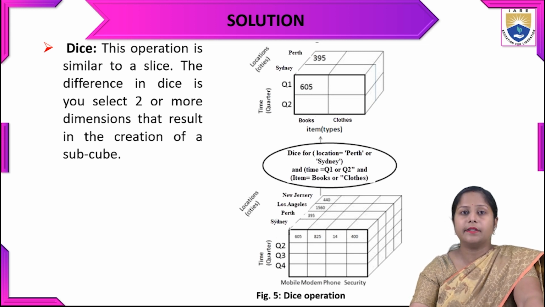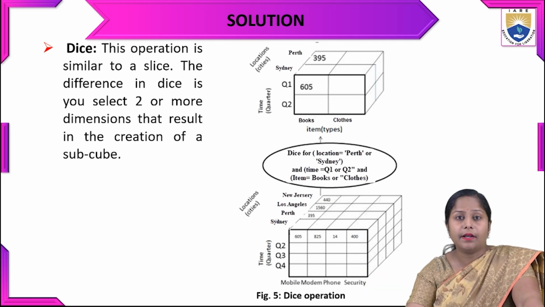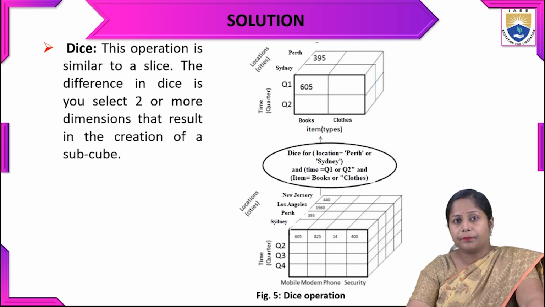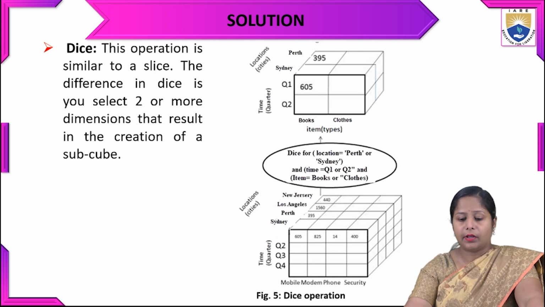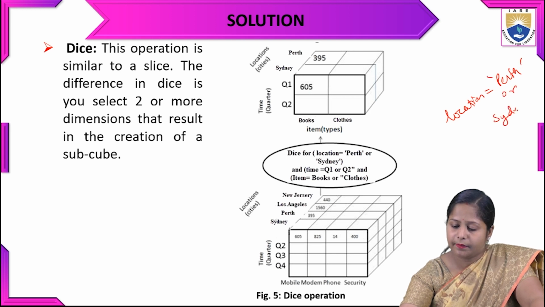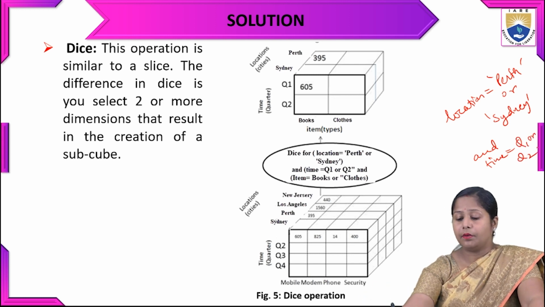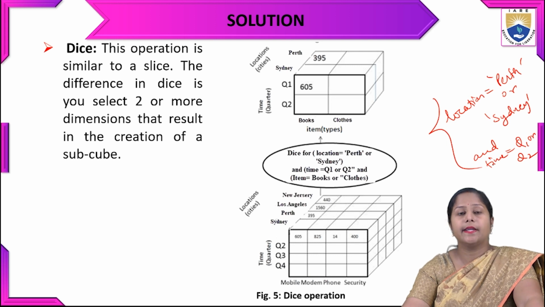We can relate it to the dice we play with. So like that there will be 6 faces, right? We take a dice that has a 3-dimension. On the basis of the dice, for the location, we can check Perth and Sydney, and as well we can write the syntax time equal to Q1 or Q2. So like this, we can use some more items and some more aggregation.